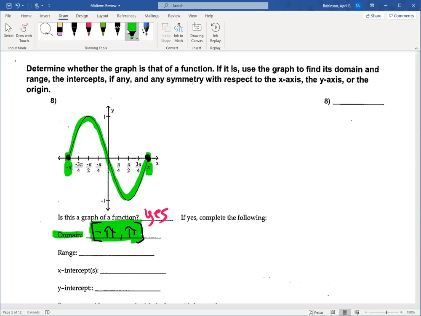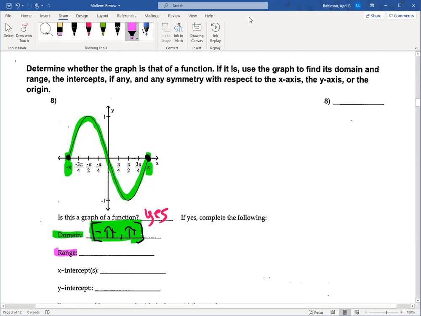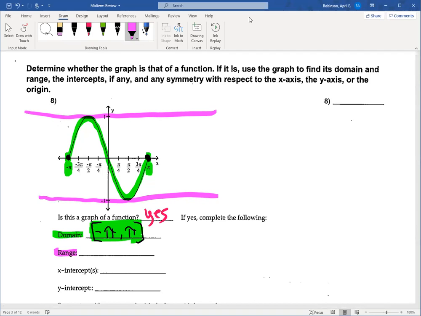Now, the range is how it's spread from top to bottom. When I'm looking at this, my lowest point is right here, and my highest point is right there. So my range goes from -1 to +1. And these would be solid dots here also, so I would need brackets there also. So my range.